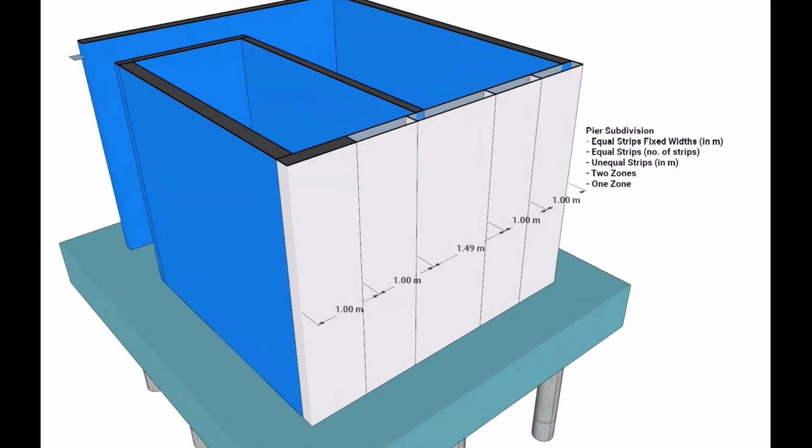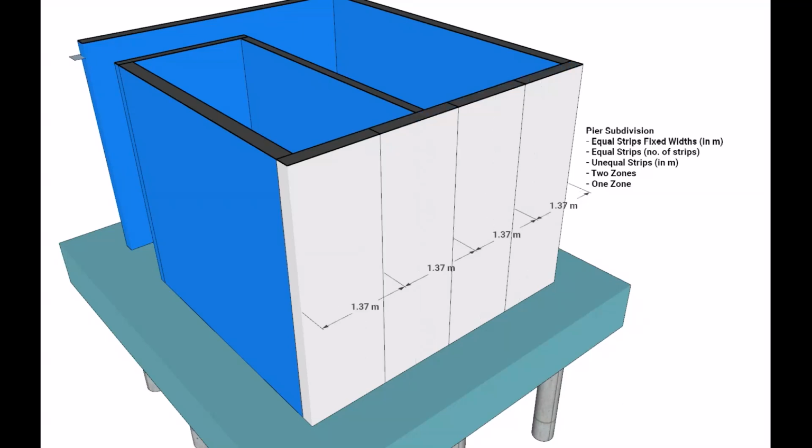inputs into the design software will be this pier subdivision settings. So the example we took earlier used 1 meter strips at the end of the wall to get the worst case stresses. And within MasterSeries, we have multiple options for dealing with the subdivision of piers. So we can specify a fixed width, say 1 meter starting from the ends, and then it'll make up the difference in the middle there. Or we can divide the wall into a certain number of equal strips. So in this case, we have 4 equal strips, and it'll divide them out equally.